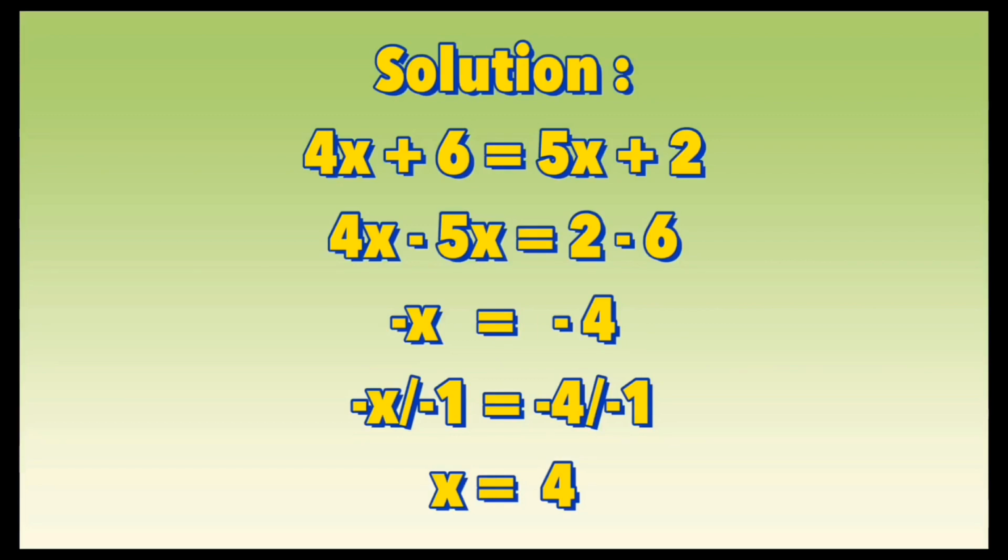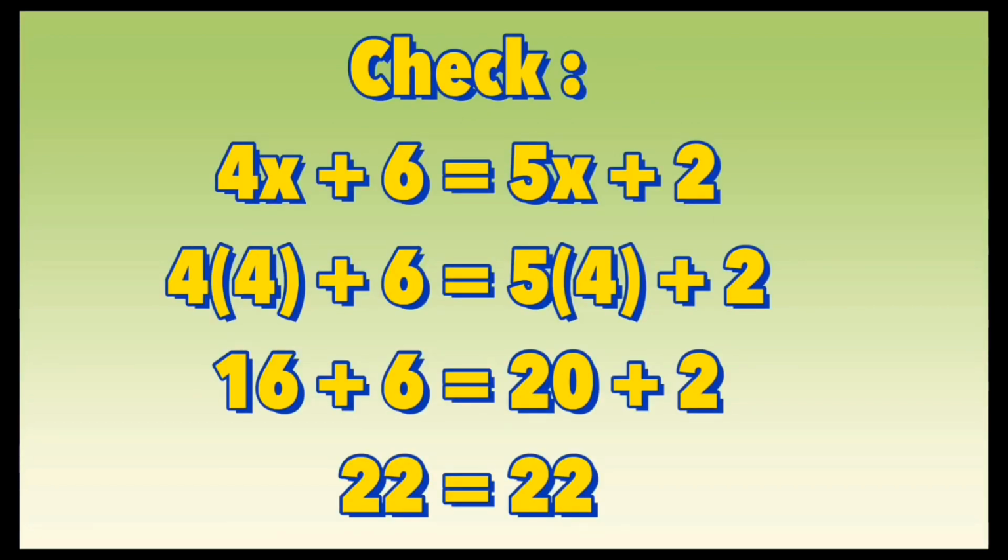Then for negative x, we're going to divide both sides of the equation by negative 1. So negative x divided by negative 1 equals positive x. Then negative 4 divided by negative 1 equals positive 4. So therefore the value of x is 4. Then we're going to check the value of x to see if it is correct, because in an equation we should always check our answer.